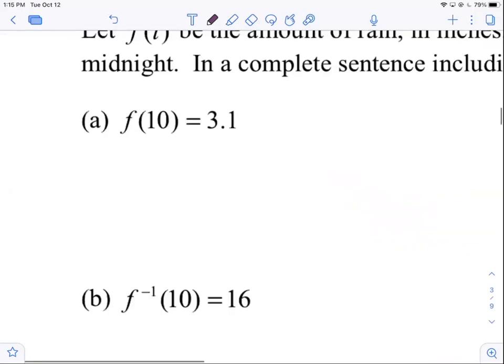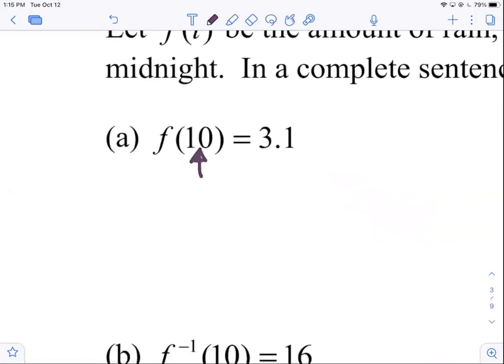All right. Let's go to f of 10 equals 3.1. What does 10 represent? Hours after midnight, right? So you could say at t equals 10 hours. Would that suffice? Absolutely. That's answering it like an engineering robot, right? It's meeting all the essentials. You start with your introductory adverbial clause. You state the number, the variable, and the units, and you're done.